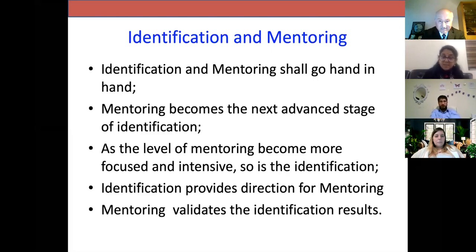And when we are mentoring, we are developing their learning profiles, we are observing them, we are doing continuous interactions with the mentors, taking feedback, and it helps us to identify them for the next stage of mentoring. So this is how mentoring and identification go hand in hand.